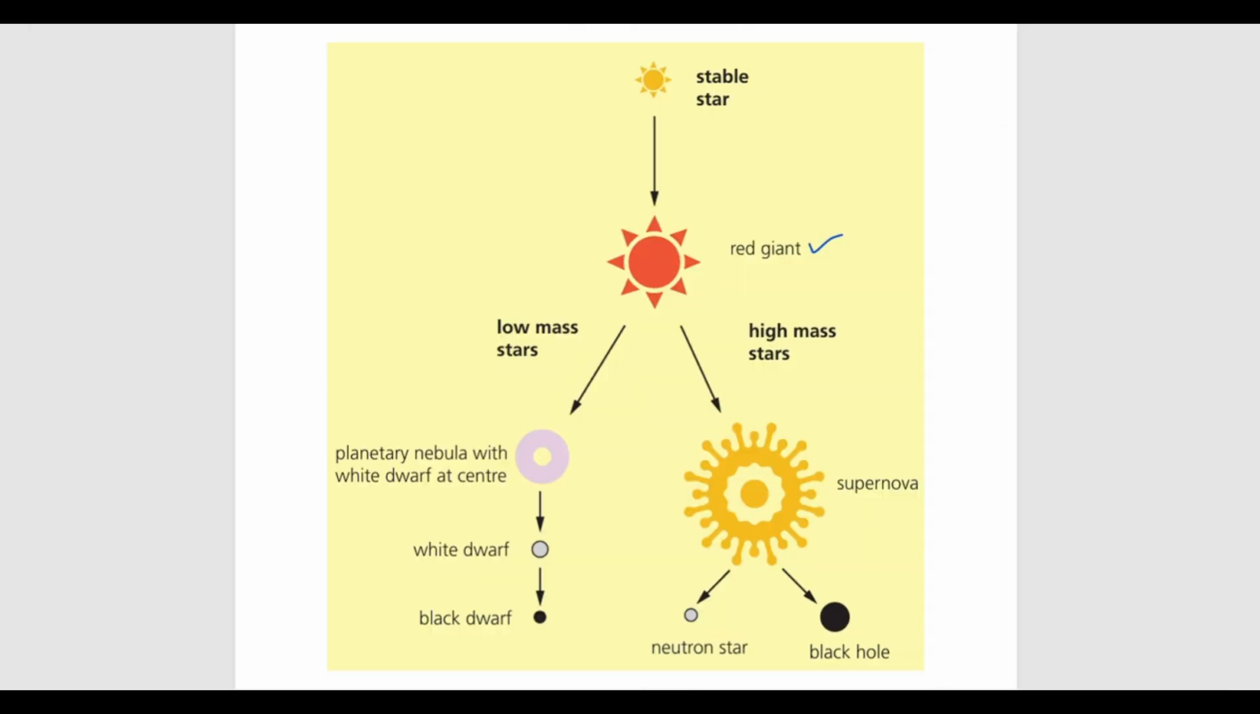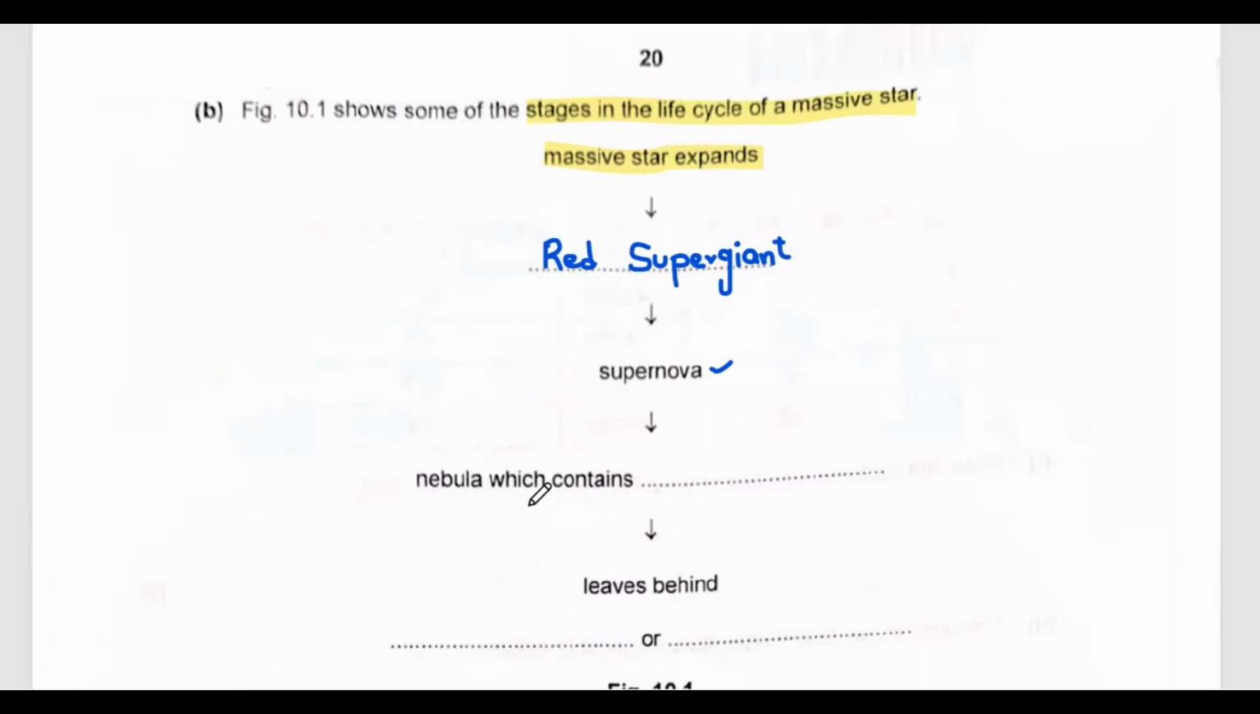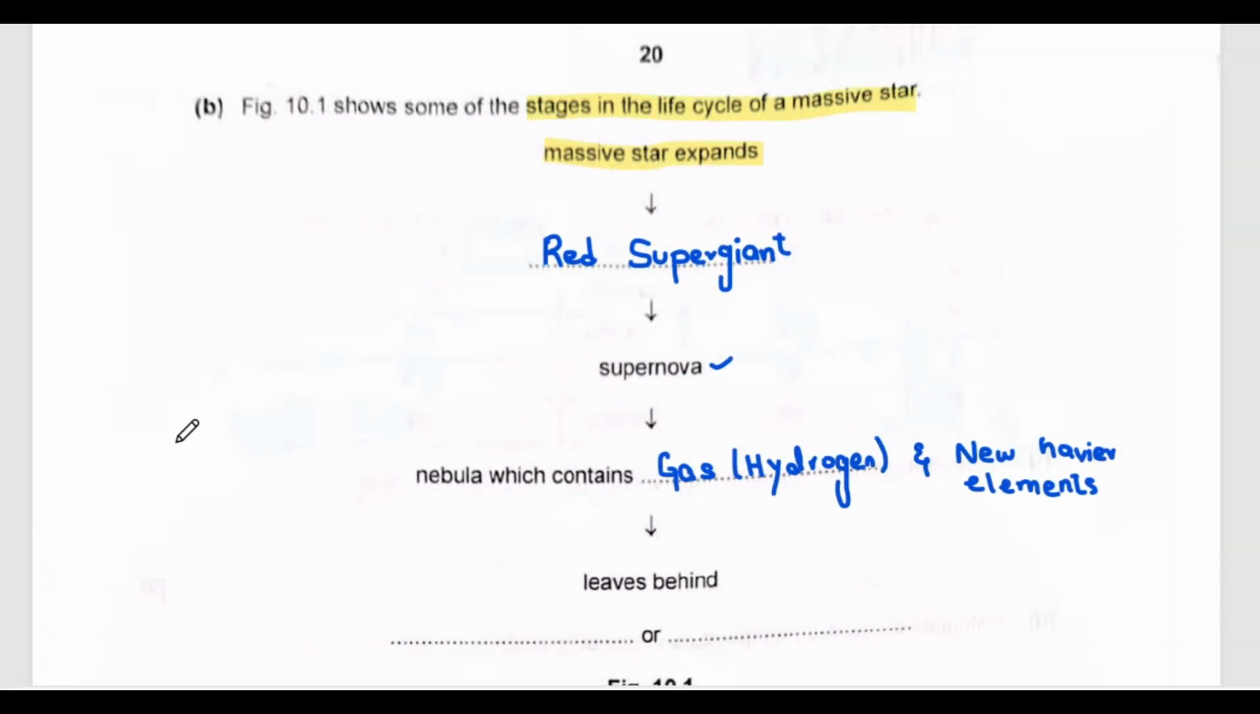So basically we have a supernova over here, and when the supernova runs out of its fuel, the outer layer of the supernova explodes and it forms a cloud of dust and gases, which is known as a nebula. A nebula mostly contains gases like hydrogen and heavier elements. So the answer is it contains gas such as hydrogen and new heavier elements.